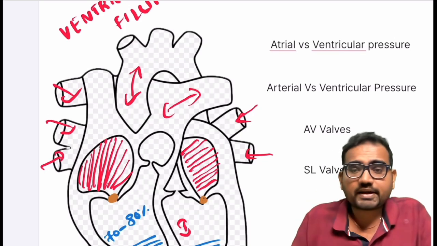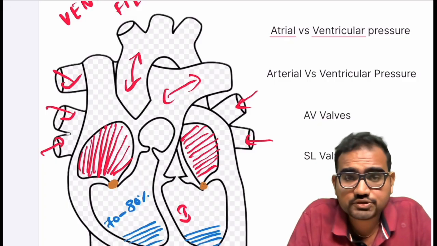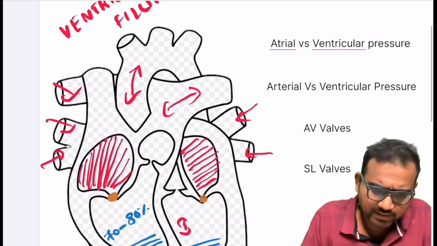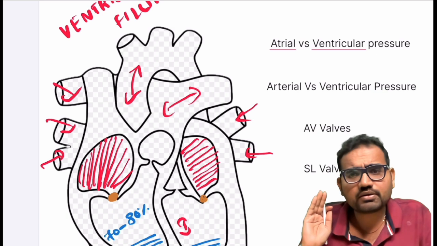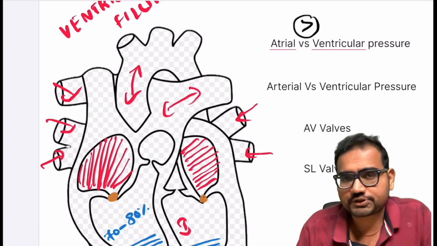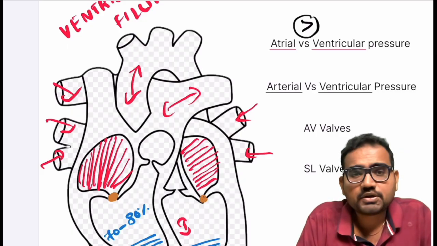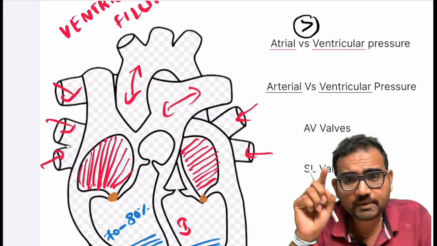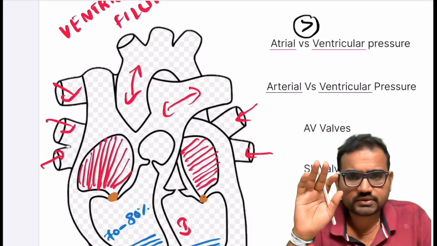Now, looking at this diagram, you have to tell me whether the atrial pressure is more or the ventricular pressure is more. Obviously, the atrial pressure is more than the ventricular pressure, right? That is the reason the valves open and the blood enters into the ventricles. Now coming to the arterial pressure and the ventricular pressure. If the arterial pressure is more, what will happen? The blood will move from the higher pressure to the lower pressure. That is the concept, right?